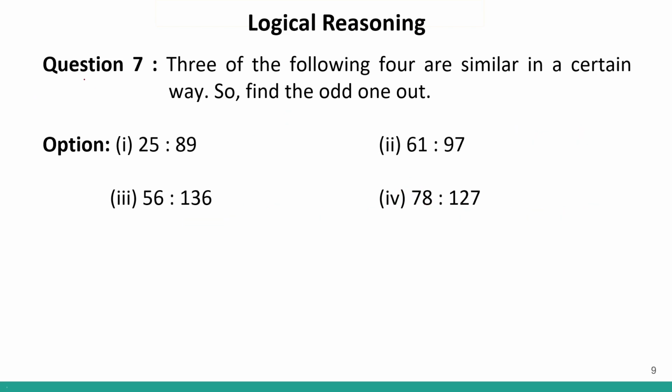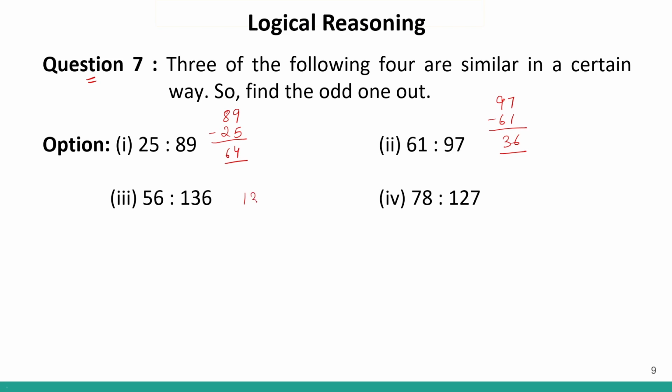Now let us come to next question, question number 7. So in question number 7, we have 25 and 89, 61 and 97, 56 and 136, and 78 and 127. So let me find the difference between these numbers because these numbers are comparatively equal, right? So if I subtract 89 and 25, I'll get 64. Okay. Similarly, if I subtract 97 and 61, I'll get 36.